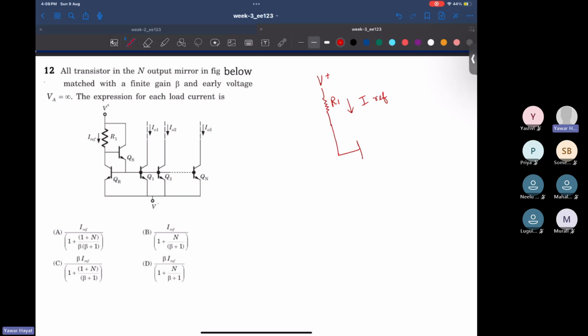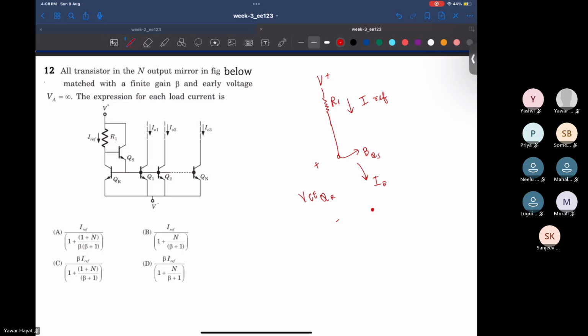Which is at what? This is the base of your QS transistor, and this is VCE of your reference transistor, right? And then this one applies the emitter current from this transistor, gets into what? We'll have a common base node, right?